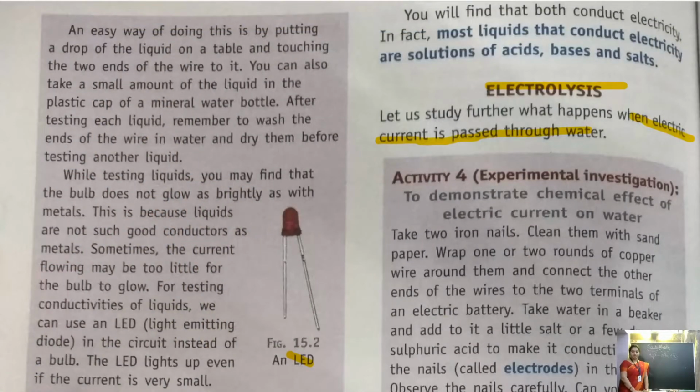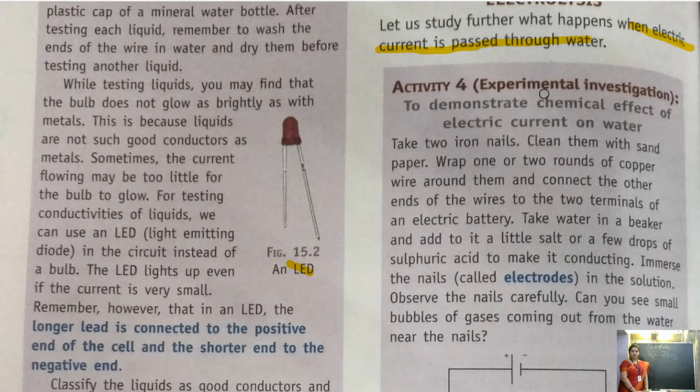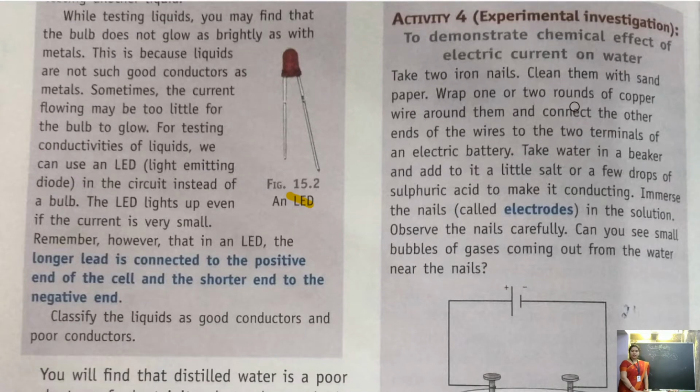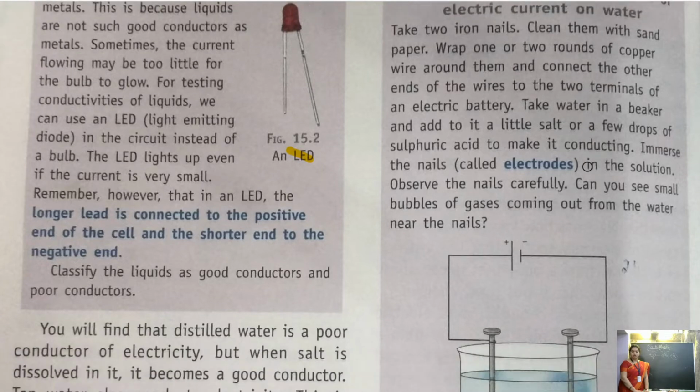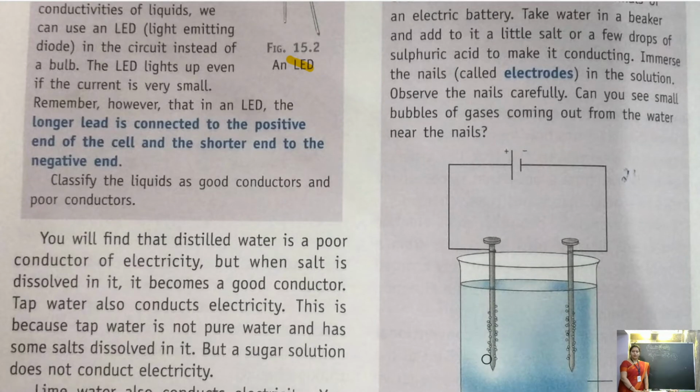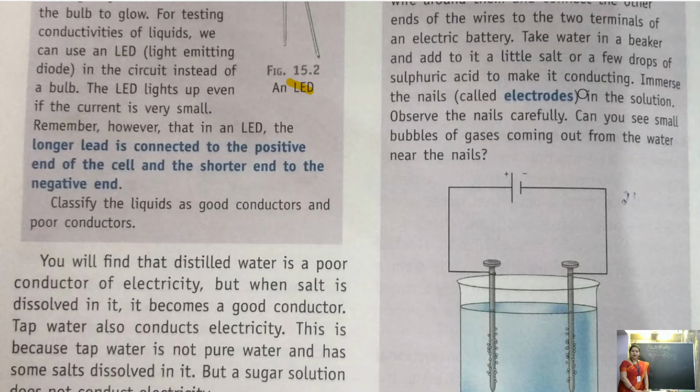So let's read what is written. Yes. So to demonstrate a chemical effect of electric current on water, take two iron nails that we have taken, clean them with a sandpaper, wrap one or two rounds of the iron wire around them and connect the other end of the wire to the two terminals. So again the same setup. We have taken water, we have added a pinch of salt in it, okay, or we can also add a few drops of sulfuric acid to it, okay, to make it conducting, okay.